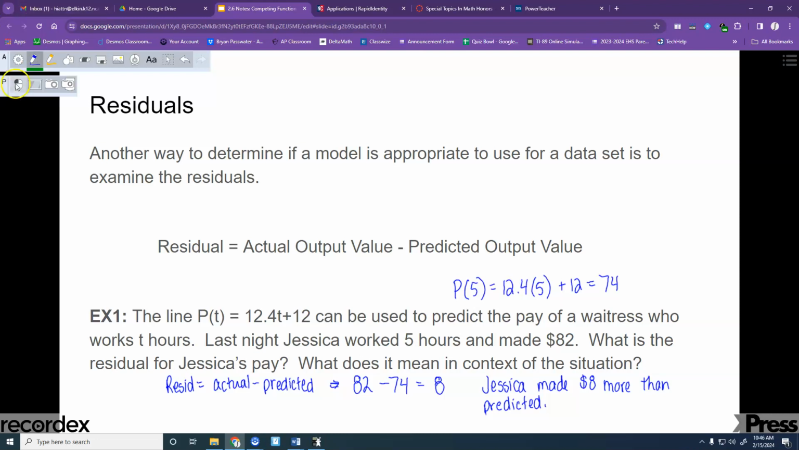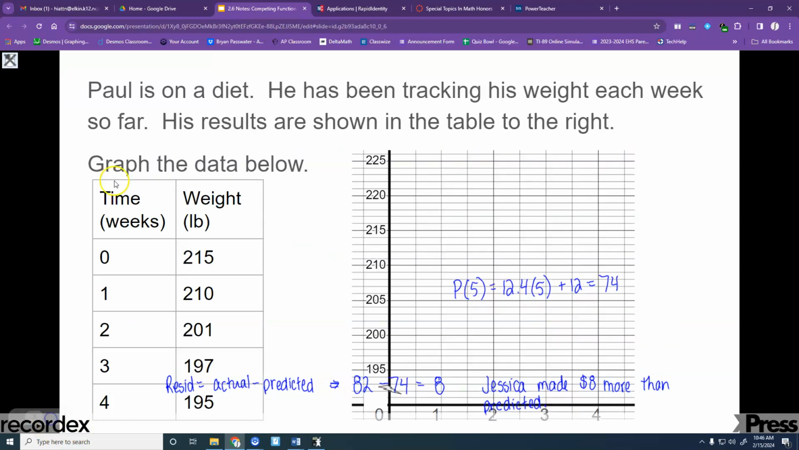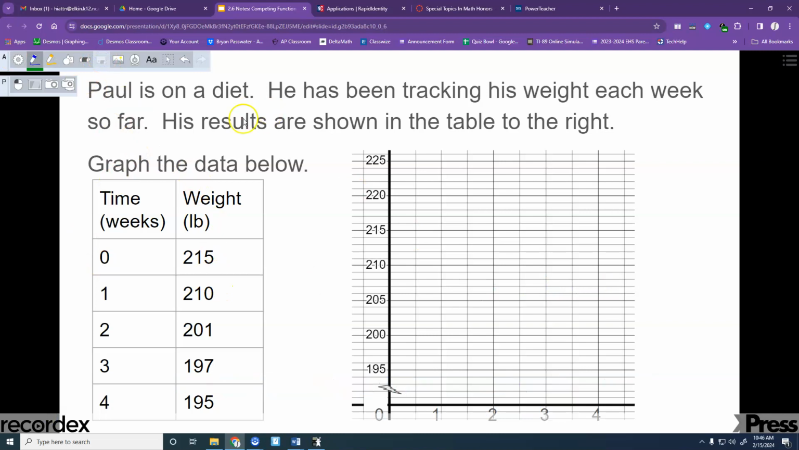And we're going to look at an example for this. And we're going to look at it several different ways. So, Paul is on a diet. He has been tracking his weight each week so far. The results are shown in the table to the right. Okay, so it's given here.